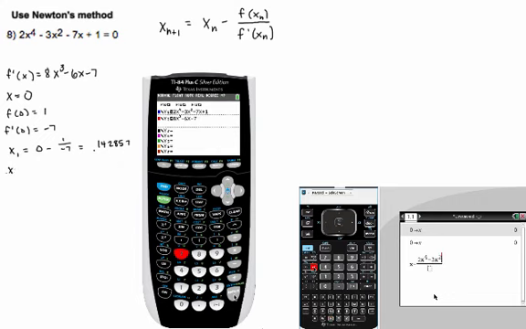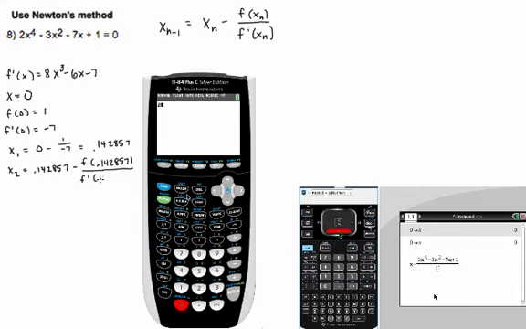All right, now for the second term through Newton, we're going to take this number 0.142857 minus, and then we're going to do the function of that. And what you want to do is keep that original number in the function because you want as many decimal places as you can get. Divided by the derivative of that. And when I punched that into my calculator, I got 0.135148.